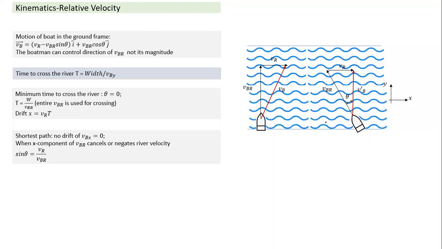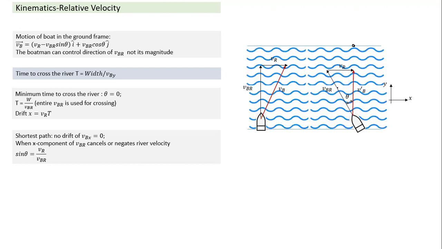Okay. Second part is shortest path. Shortest path is we want to reach exactly the opposite point. If I want to reach exactly the opposite point, means the ground velocity also should be along y direction only. It cannot have any x component. Then only you can reach. If you want to reach exactly the opposite point, x component of boat velocity has to be 0. But since it's a vector sum, how does x component become 0? When VBR and VR, their x components are equal and opposite.